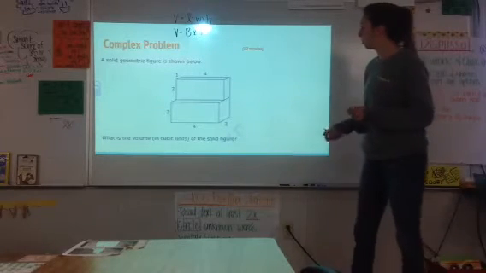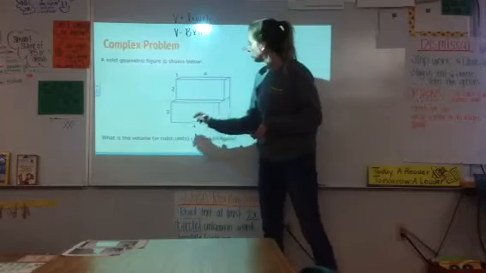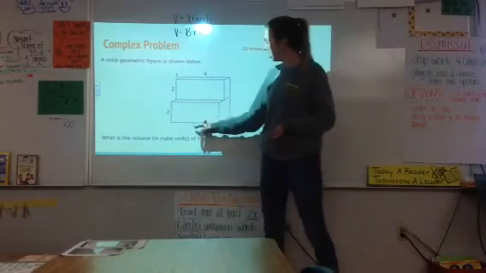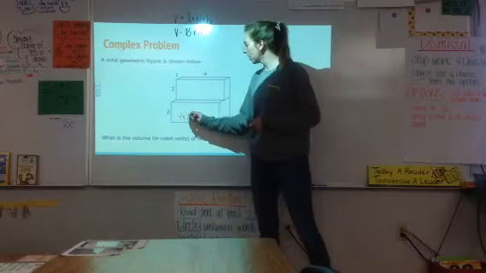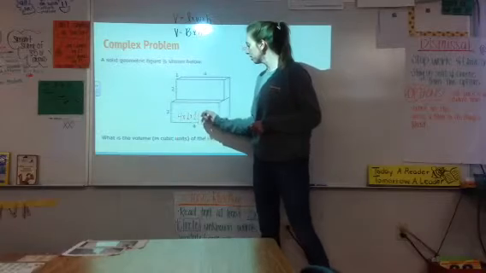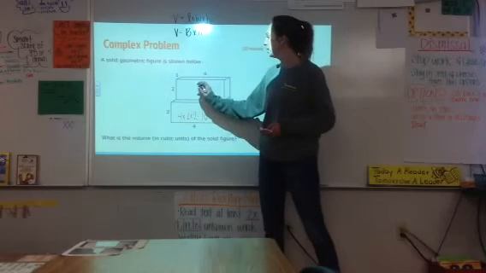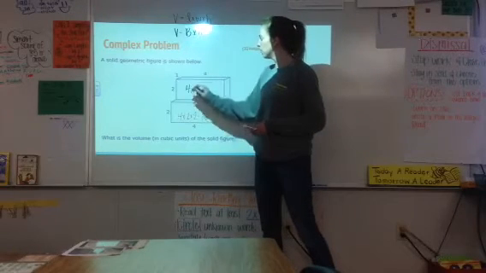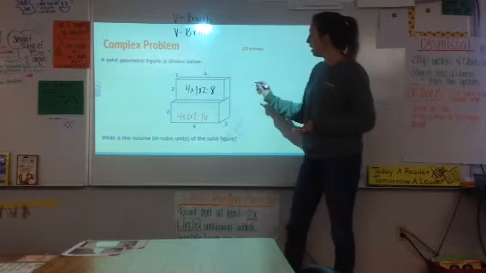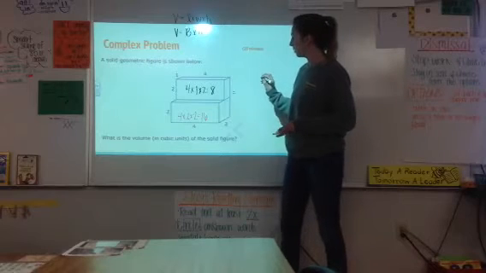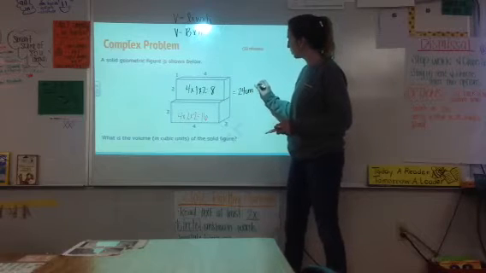Alright, if you are here checking your work, I'm going to find the volume of each rectangular prism and then I'm going to add the two together. This bottom one has a length of 4, a width of 2, and a height of 2, giving me 16. This top one here has a length of 4, a width of 1, a height of 2. Which is 8. If I add these two together, that gives me 24 centimeters cubed.